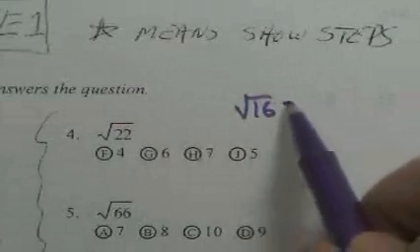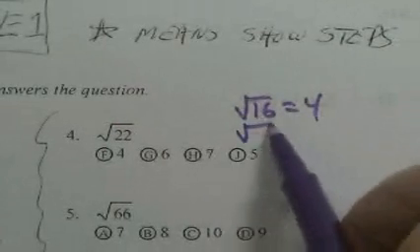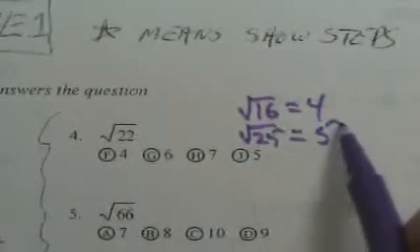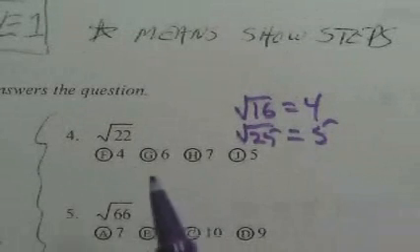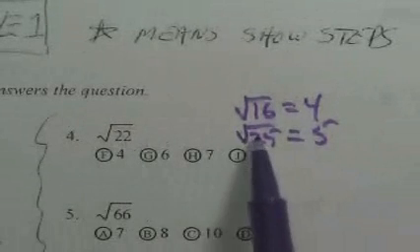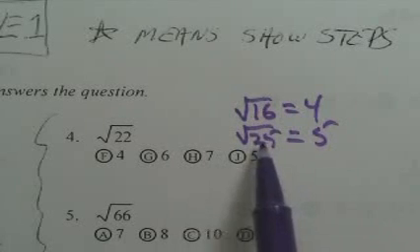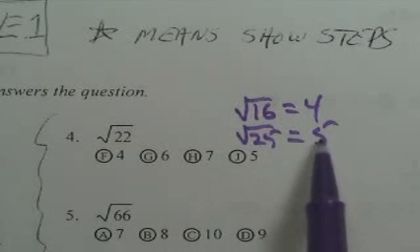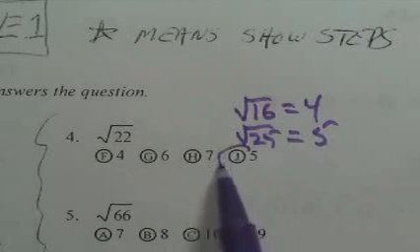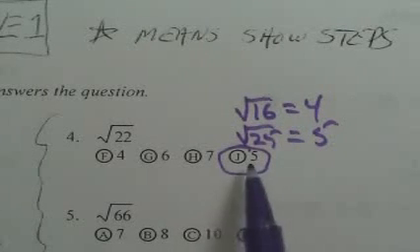Okay, at the top, number 4. I know that the square root of 16 is 4. The square root of 25 is 5. So what is the square root of 22 closest to? Is it closer to 25 or 16? It's closest to 25, so that means it's 5. It's closer to 5. That's our correct answer.